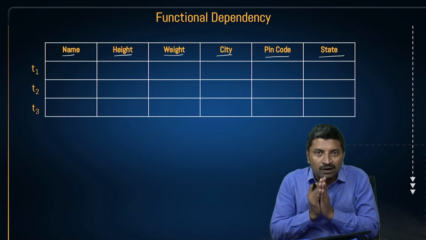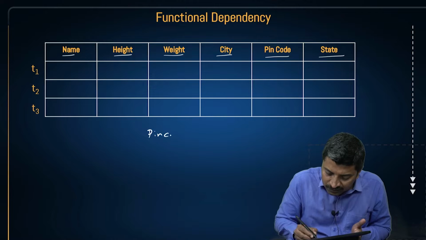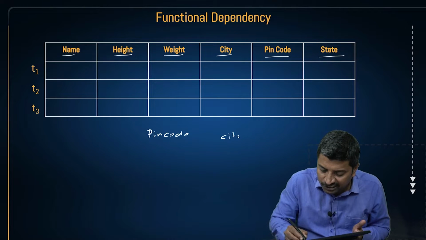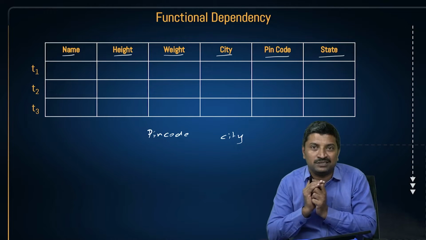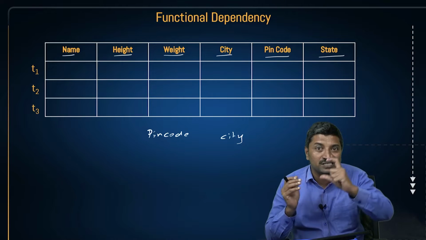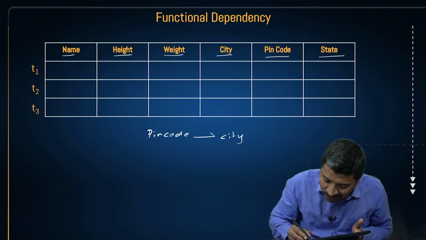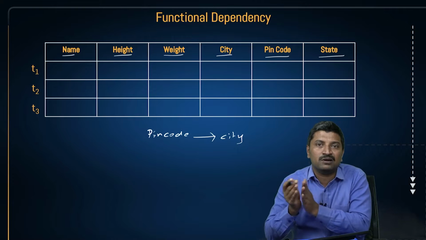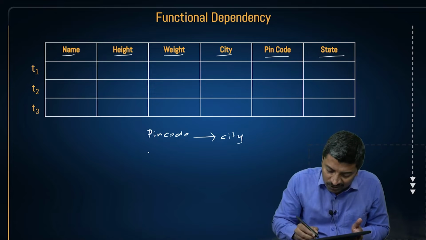Is that clear? Now, if I know the pin code of a particular person, can we say what his city is? Yes, of course. If I know the pin code, I can automatically write the corresponding city. That means if any two persons have the same pin code, they are living in the same city. So this is an example of a functional dependency. That means pin code gives the value of city, or the value of city is functionally determined by pin code.